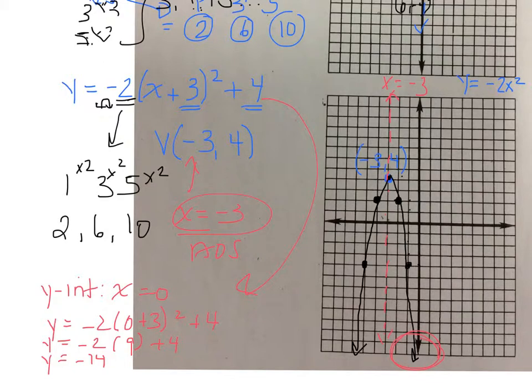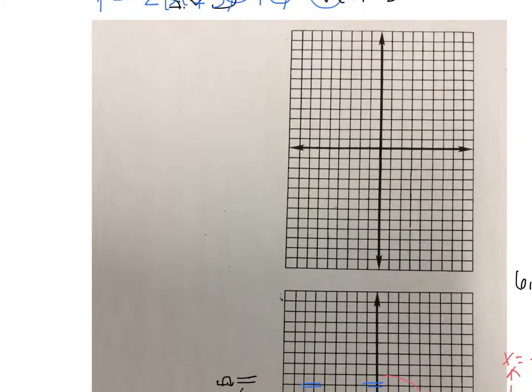The symmetrical point would be double the axis of symmetry for the x-coordinate and the same y value as the y-intercept. So let's look at a different example.